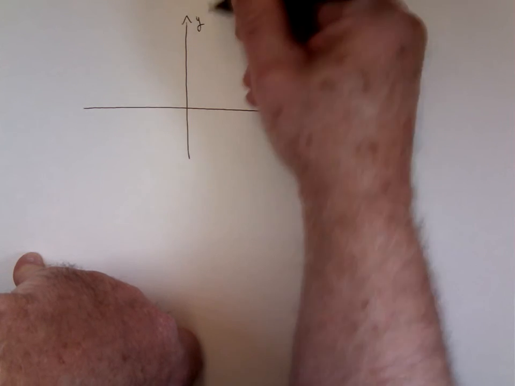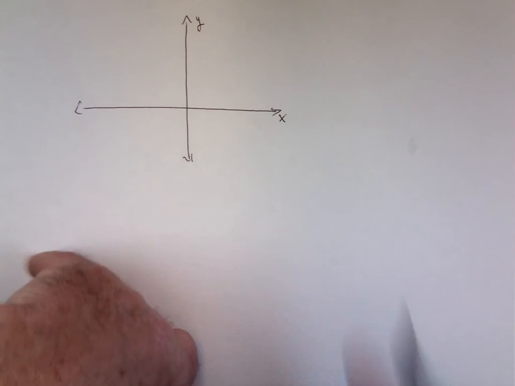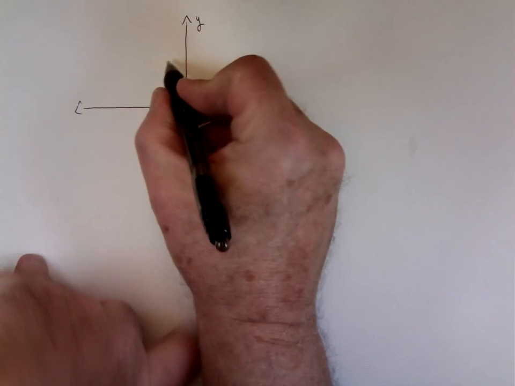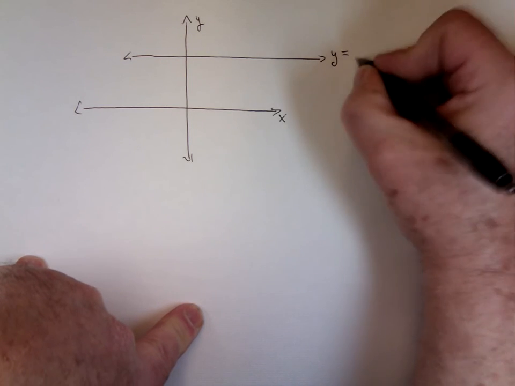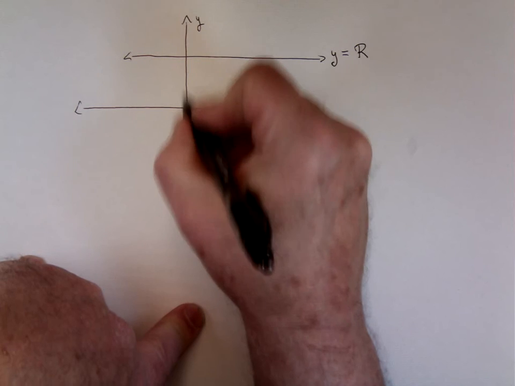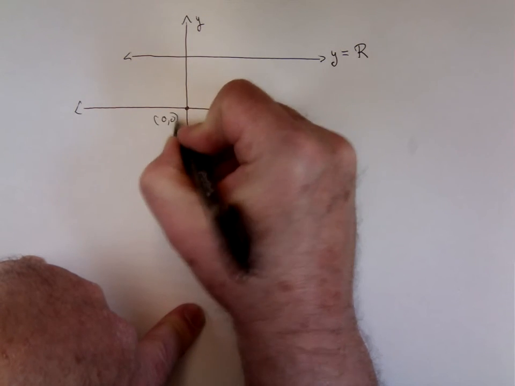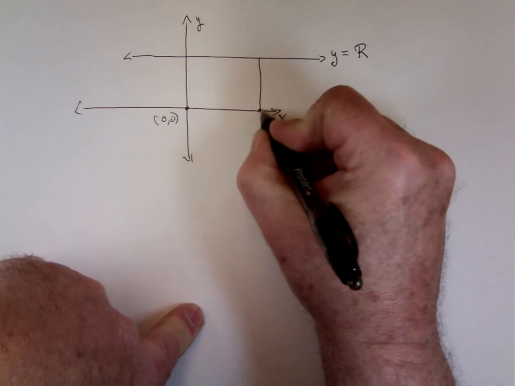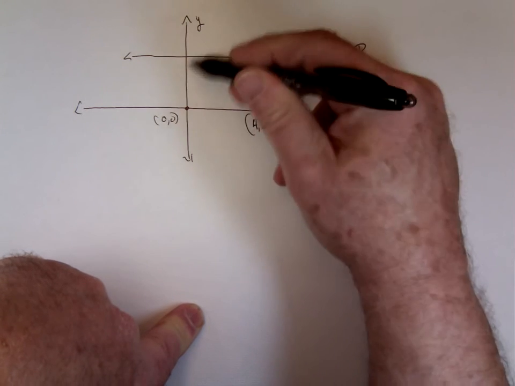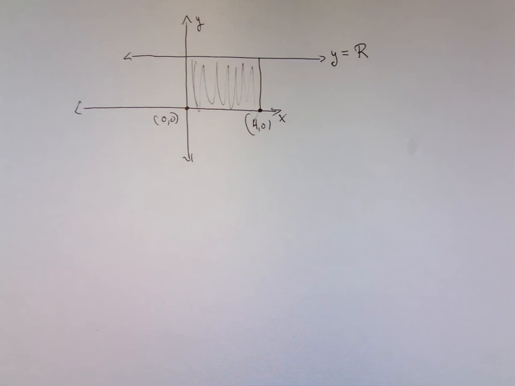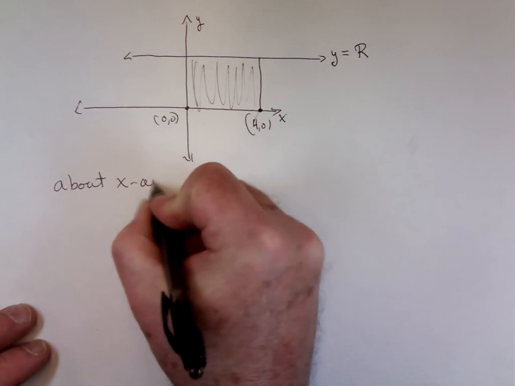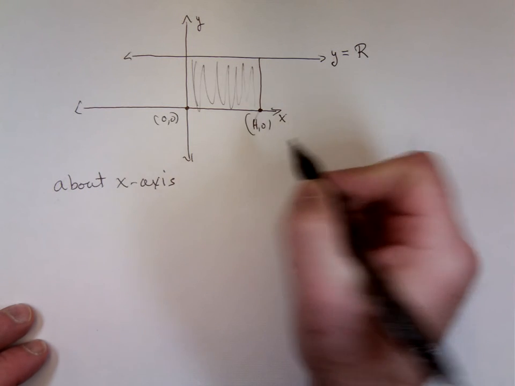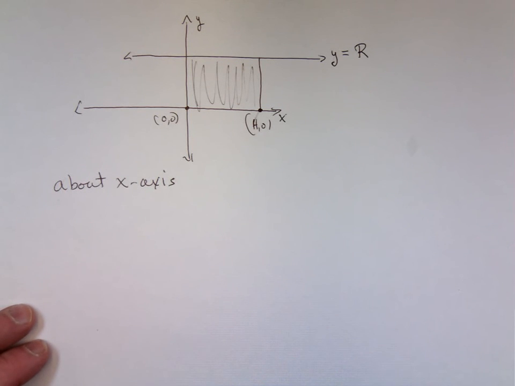All right, here you go. You ready? Here's what I want you to do. Let's take a horizontal line, the line y equals capital R, from the point 0, 0 to the point H, 0. You're going to take this area and whip it around the x-axis. That's an H, about the x-axis. And I want you to find the surface area of that solid of revolution as it whips around the x-axis.